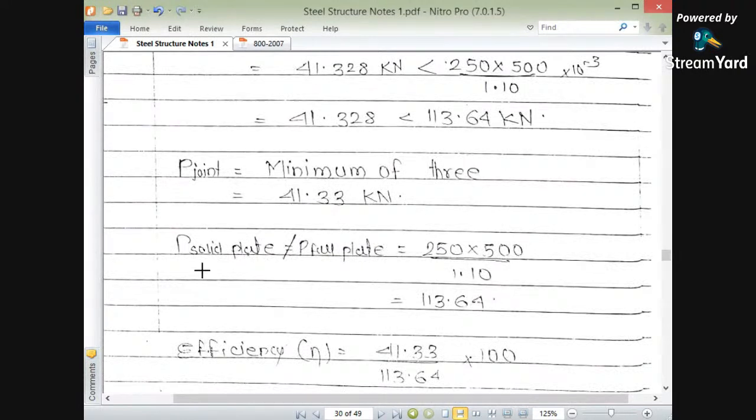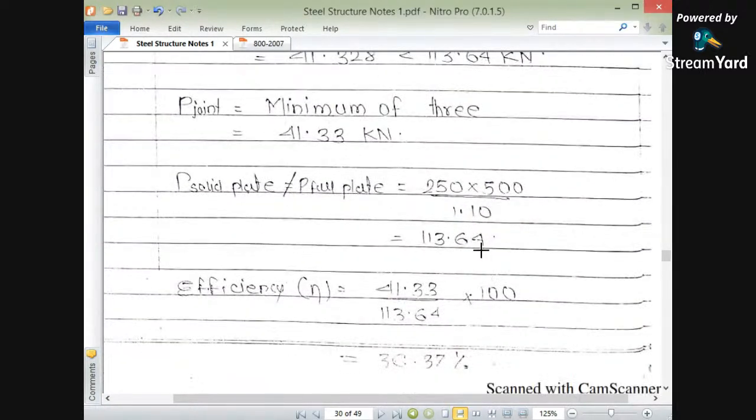Here again we have to find the strength of bolt divided by the strength of the full plate. Strength of solid plate is 250 multiplied by 500 divided by 1.10, which comes to be 113.64. That is the formula for the solid plate or full plate: Fu multiplied by area, that is area of full plate, divided by gamma m0. It comes to be 113.64. Efficiency is the minimum value divided by the strength of the solid plate. So it comes to be 36.37.